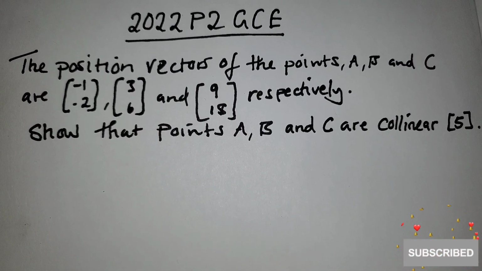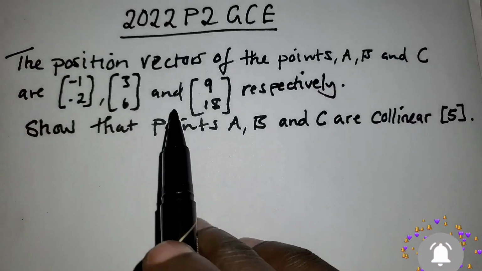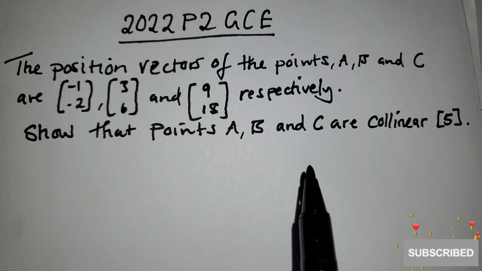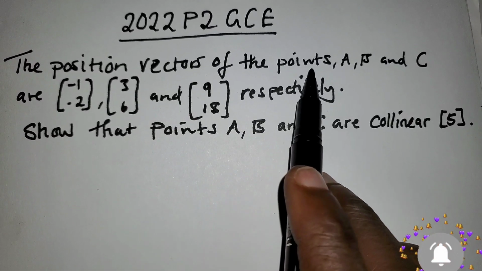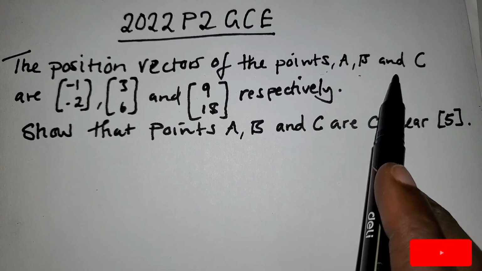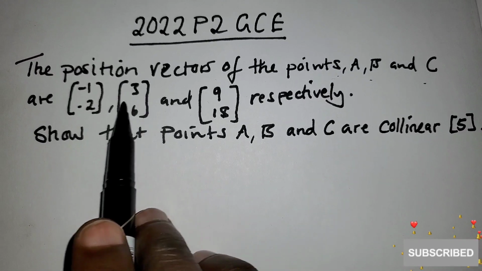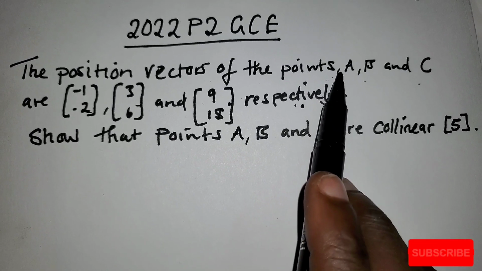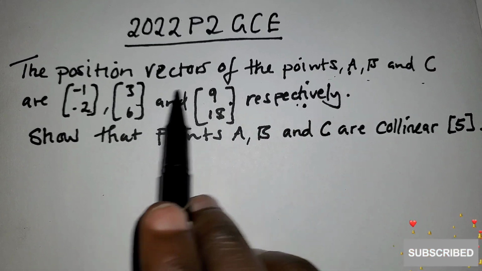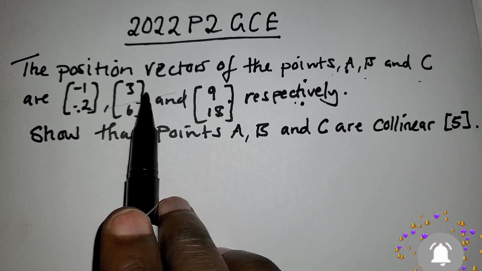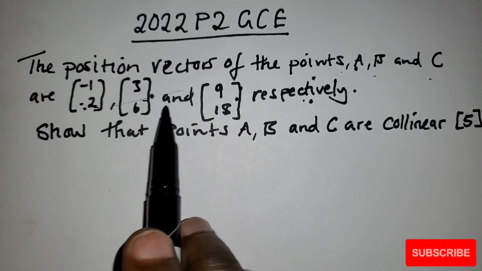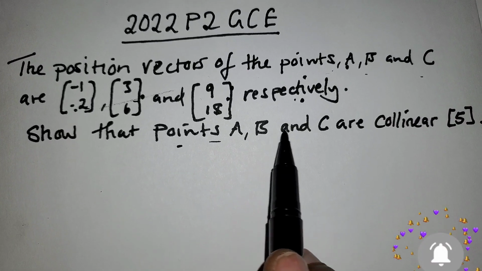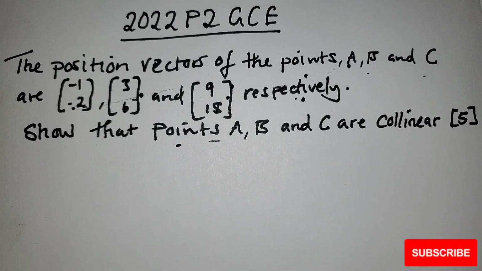In this video we are going to solve this 2022 paper 2 GCE question. We are given position vectors A, B and C. These are the points respectively, meaning in that order. Point A is this, this is point B, this is point C. Then we are asked to show that points A, B, and C are collinear.